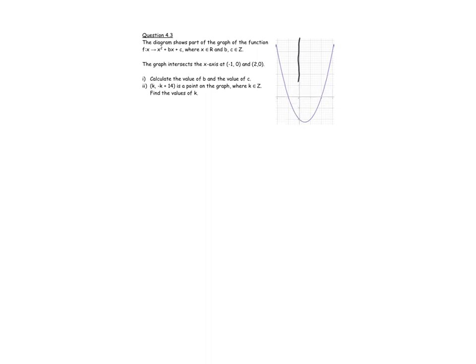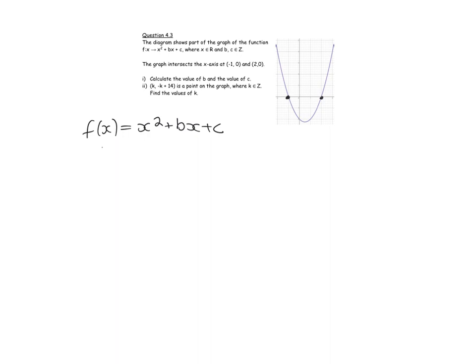The graph intersects the x-axis at minus 1, 0 and 2, 0. So you can plot that in there if you want as well. So minus 1, 0, 2, 0. Calculate the value of b and the value of c. So the first thing we're going to do with this is we're going to sub it in, because that's what we were told to do.